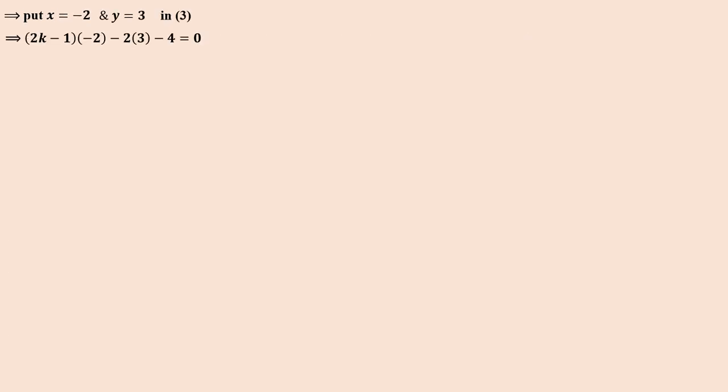2k minus 1 into x, minus 2 into y, 3, minus 4 equal to 0, right? So minus 2 into 2k minus 1, that is minus 4k plus 2, minus 2 into 3, minus 6, minus 4 equal to 0. So minus 4k minus 8 equal to 0, minus 4k equal to 8. Therefore k is equal to 8 by minus 4, that is equal to minus 2. So this is the value of k.